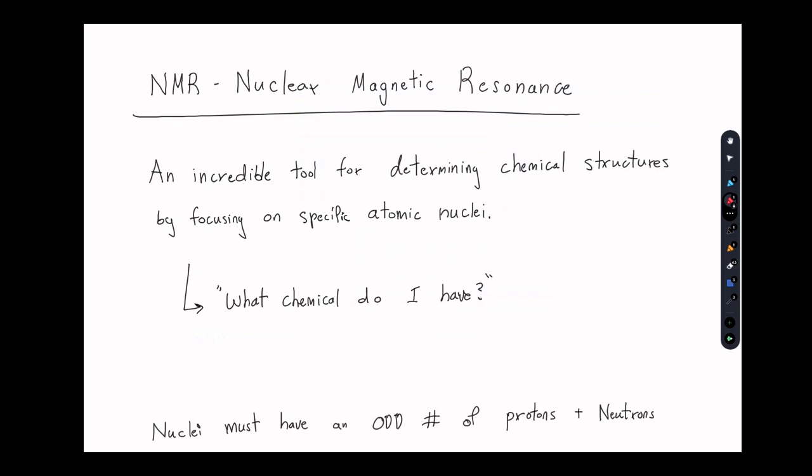Welcome to Lecture 1.1. In this lecture, I'll be introducing NMR, or nuclear magnetic resonance, a very powerful technology and a technique that allows us to determine the structure of an unknown chemical. We can do this by focusing on specific atomic nuclei. But first, let's really visit this question of what chemical do I have?